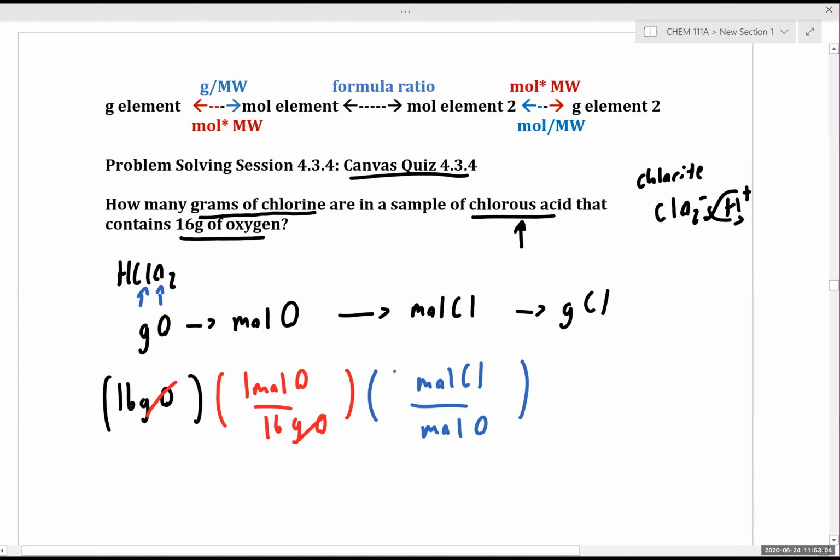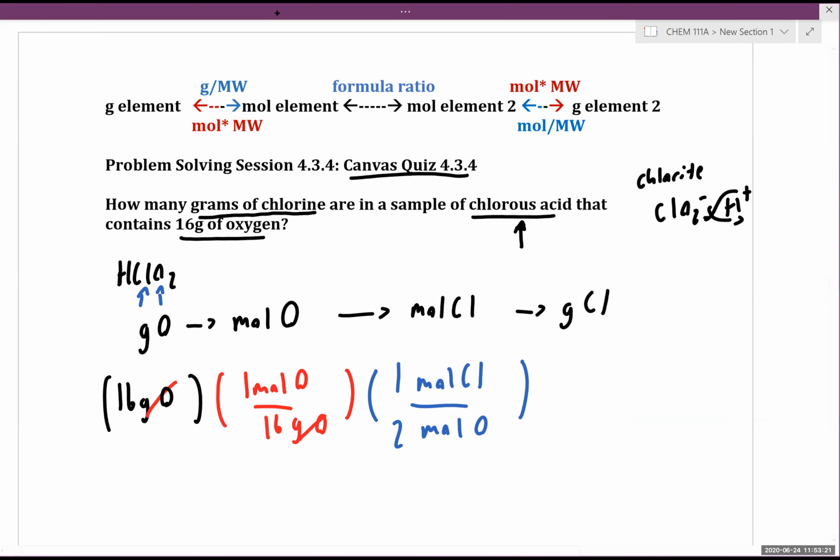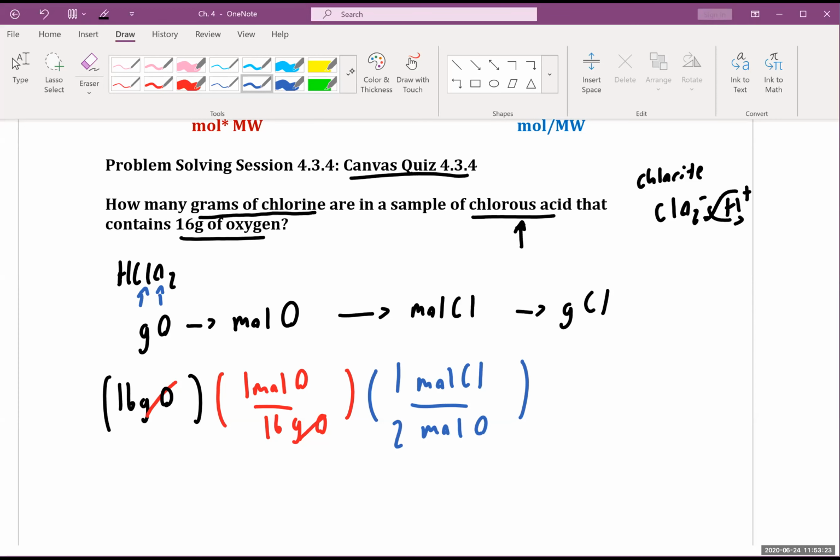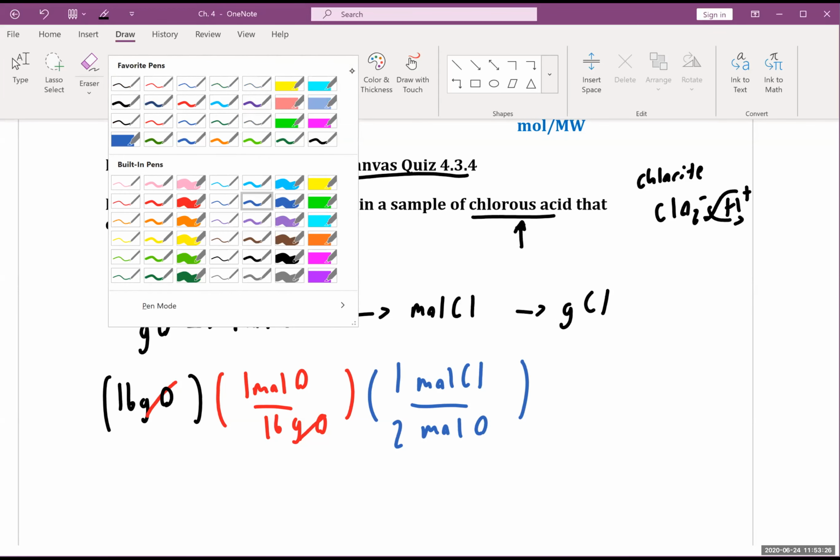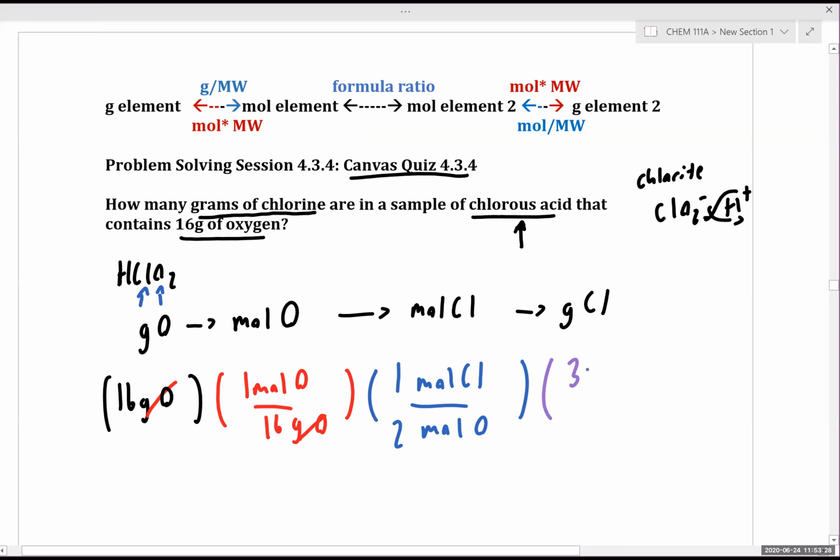How many moles of chlorine do we have, and how many moles of oxygen do we have? Is it a 1-to-1, a 2-to-1? What's our ratio? One to 2. We have 1 mole of chlorine for 2 moles of oxygen. Next, we're going to go from moles of chlorine to grams of chlorine, given that we have 35.5 grams of chlorine in 1 mole of chlorine.